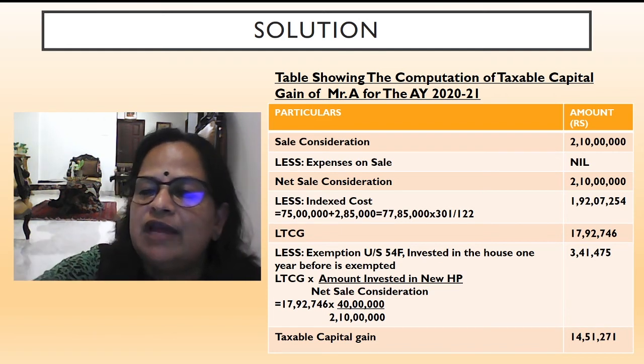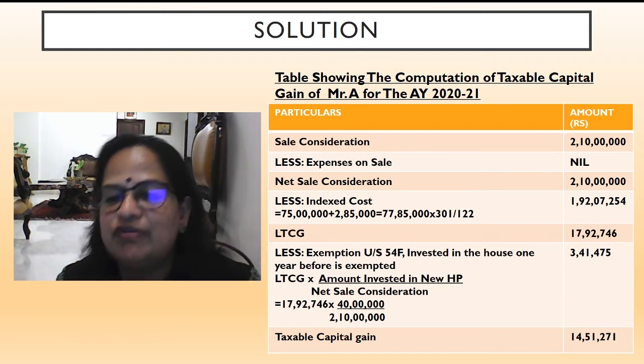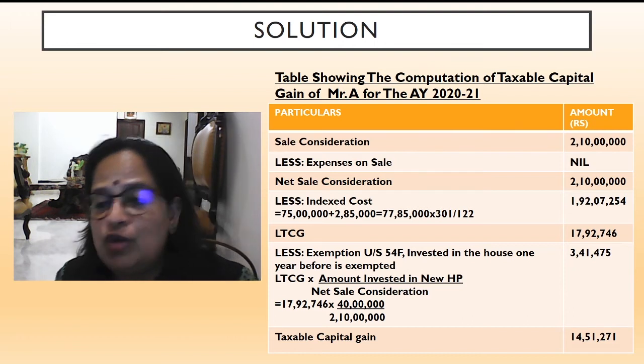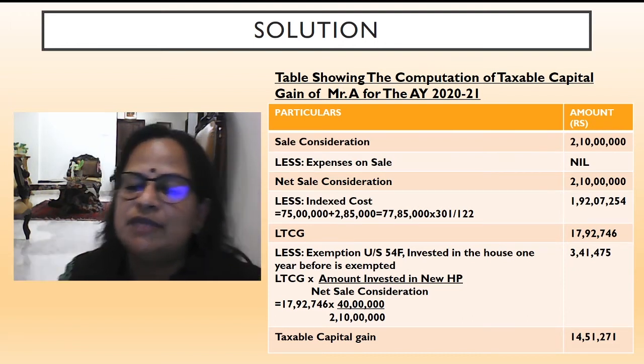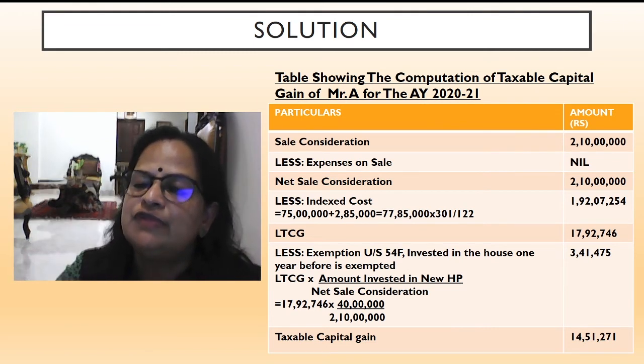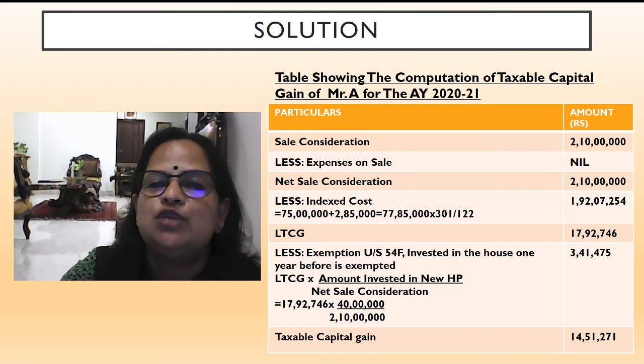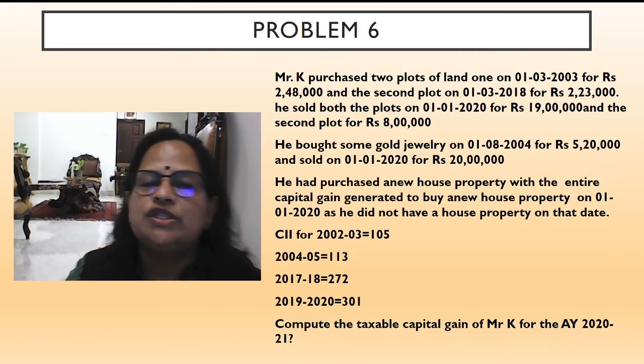You are getting 3,41,475. When he is not investing the full value, he will only get a proportionate value. So the balance taxable capital gain is long-term capital gain, 14,51,271. Now the last question for this module.